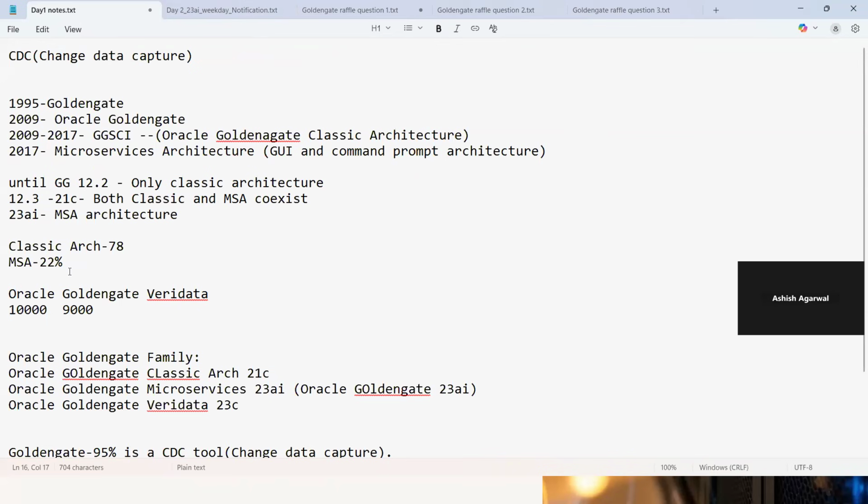Now there is one more product in the GoldenGate family, which is called Veridata. Veridata is another product which verifies the data. As the name suggests, Veridata verifies the data for you. Say for example, on source you have 10,000 records in a table, and on target you have 9,000 records. What Veridata can do for you is identify the discrepant records and repair those discrepancies as well.